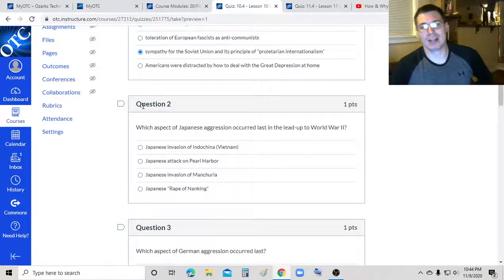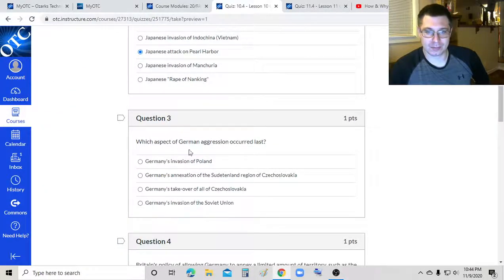Question 2, which aspect of Japanese aggression occurred last in the lead up to World War II? That would be the Japanese attack on Pearl Harbor. Right, because first comes invasion of Manchuria, then the invasion of rest of China with the rape of Nanking, then the invasion of some of the other European colonies like French Indochina or Vietnam, and then the attack on Pearl Harbor. Question 3, which aspect of German aggression occurred last?